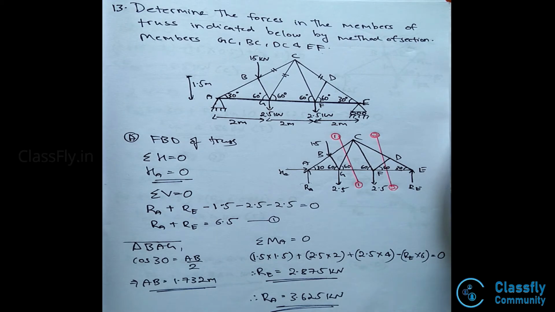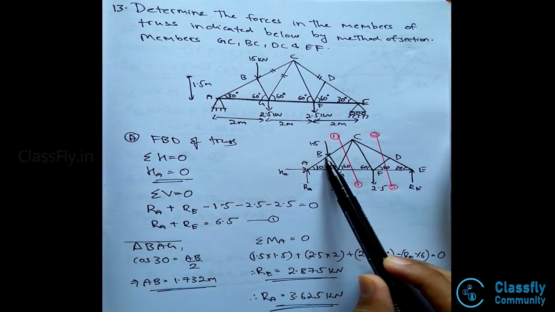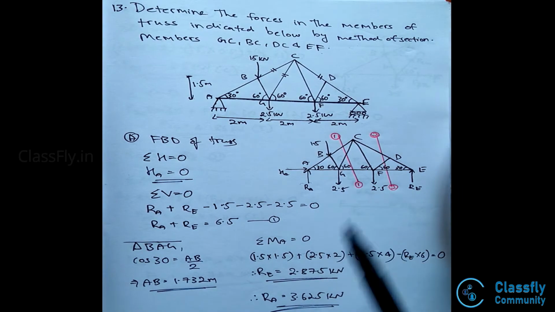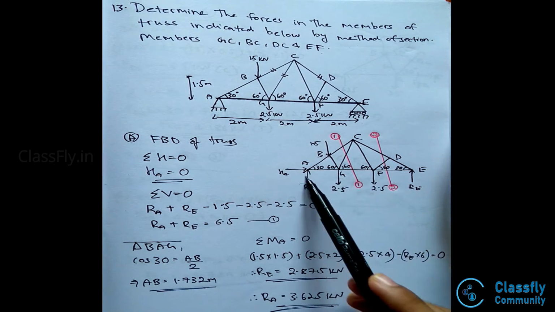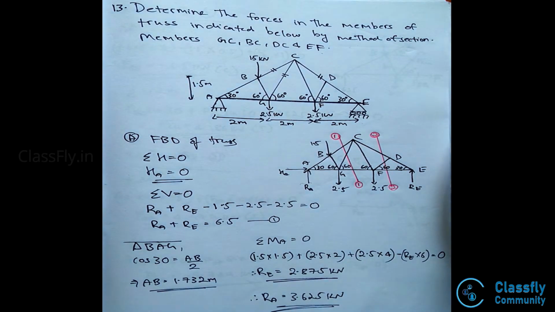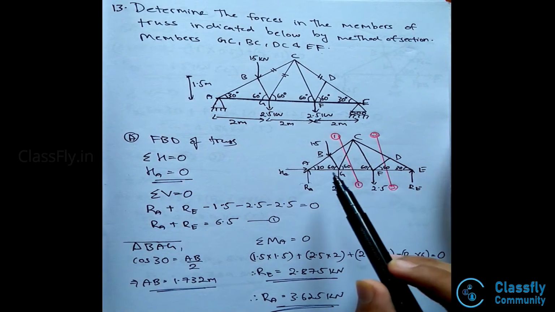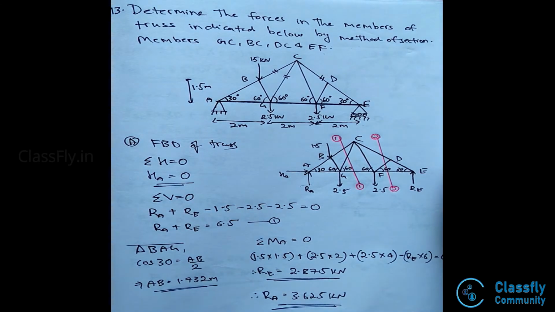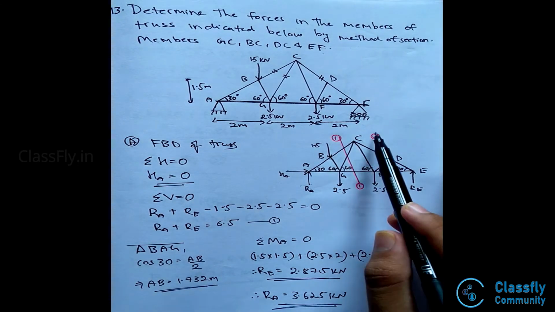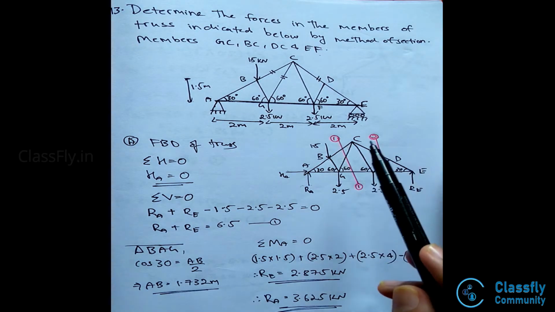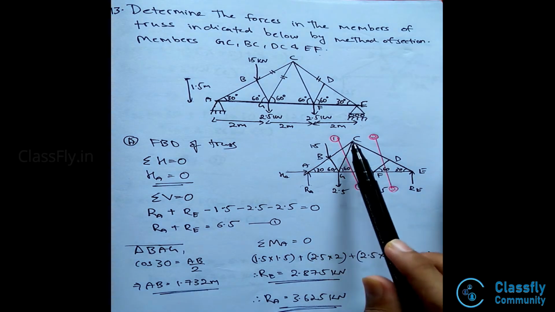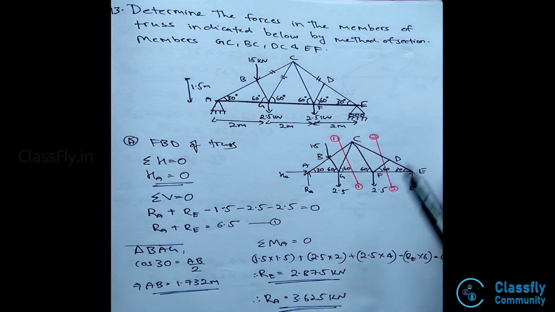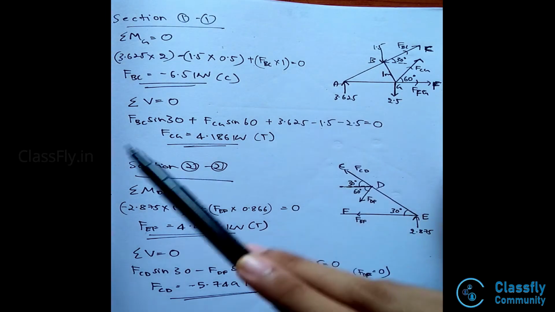Now, consider triangle BAG. This angle will be 90 degrees. Hence, applying the cos property, we have cos 30 is equal to AB divided by AG, that is AB by 2. Hence, we get the value of AB to be 1.732 meters. Now, let us draw the section lines. In this problem, there will be two section lines, that is section 1-1 and section 2-2. Section 1 passes through the unknown members BC and CG, and section 2 passes through the unknown members DC and EF.